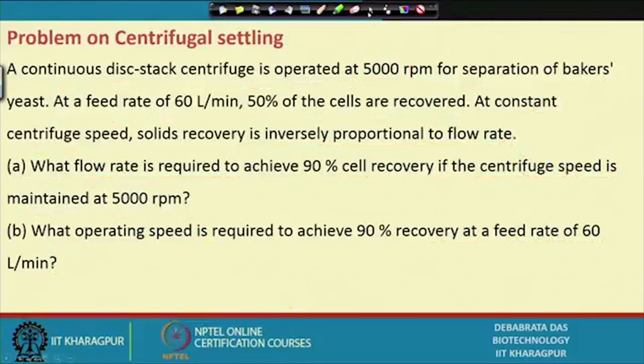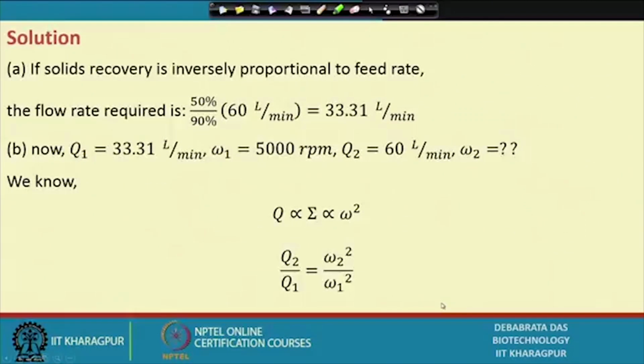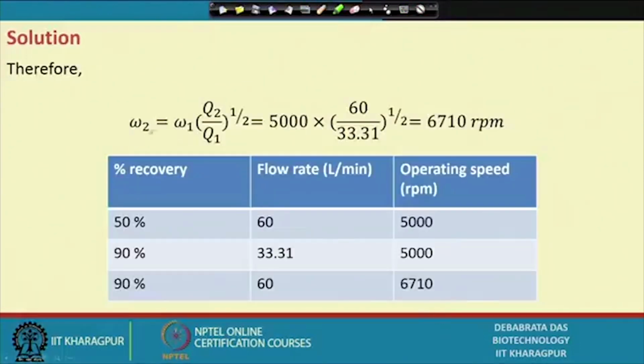Now let us see how we have done it here. Exactly what I am saying, 50% to 90% times 60 liters per minute, we get 33.31 liters per minute, and that is Q1. Omega 1 is 5000 rpm. Q2 is 60 liters per minute, because we want to maintain the original flow rate. What should be the omega 2 value? So with this relation, we can find out the omega 2 value. Am I right?